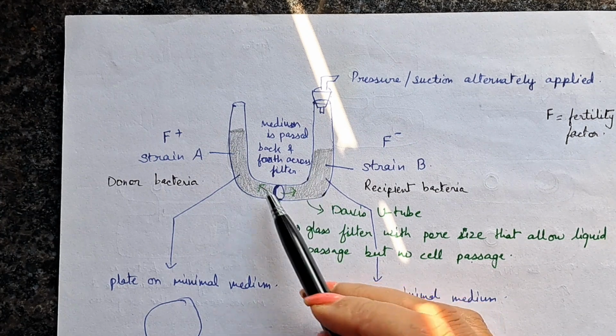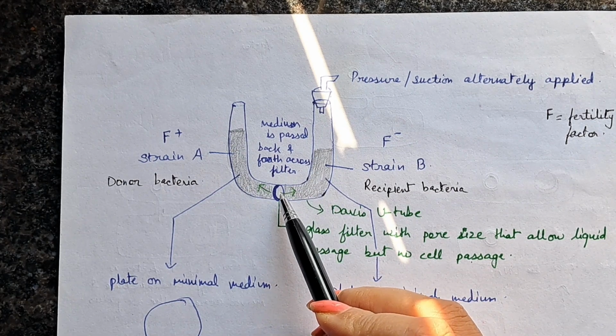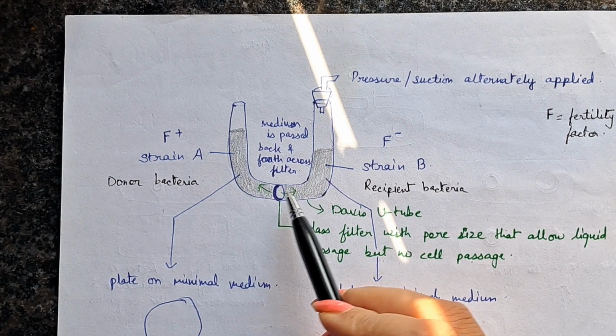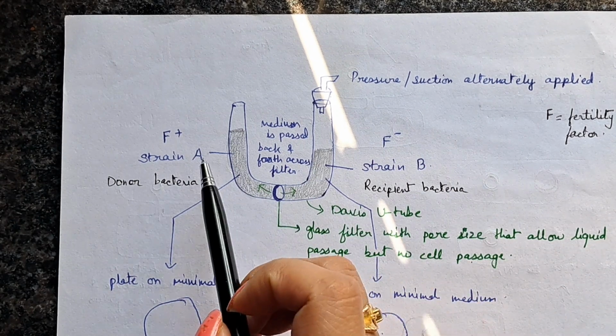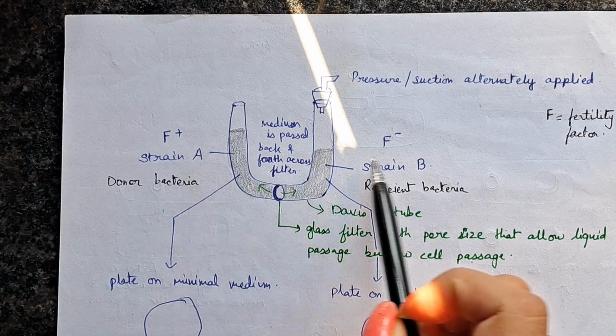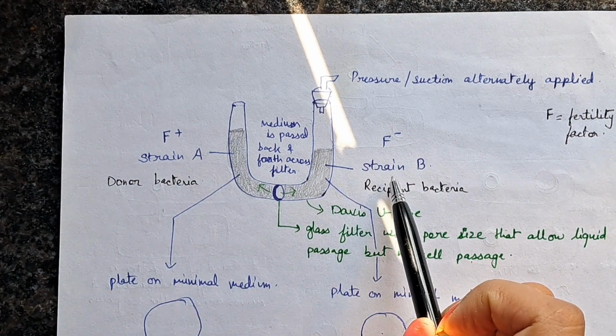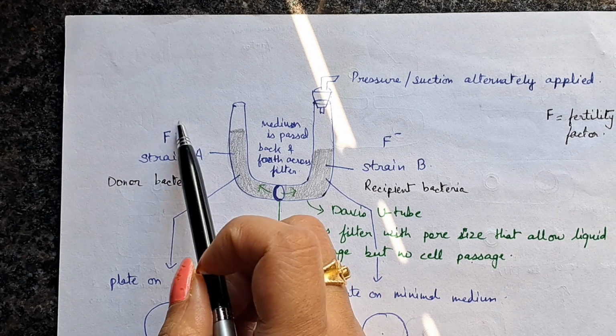Liquid passage means whatever the media is there, that media can pass through this, but the cells, that means the bacteria, cannot pass from here through this, since the pore is very small. So what we did is we put strain A out here and we put strain B out here. Now this strain A contains F plus plasmid.